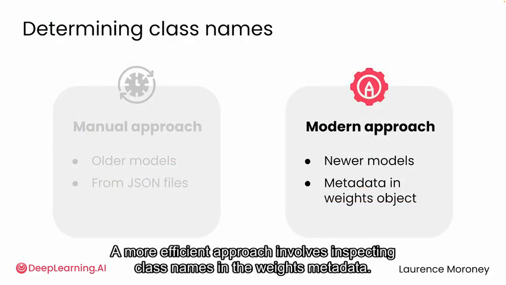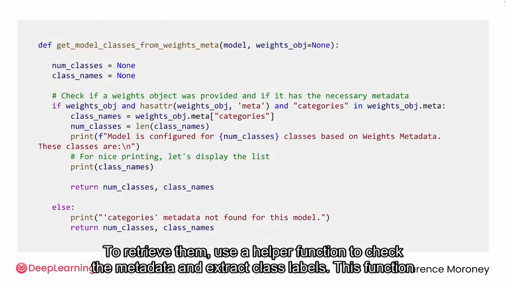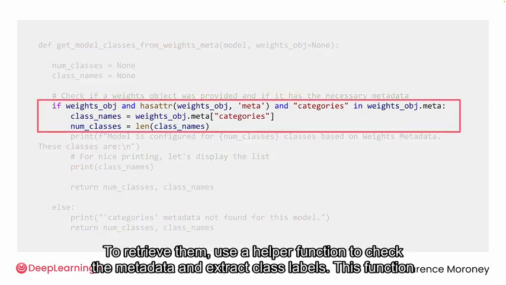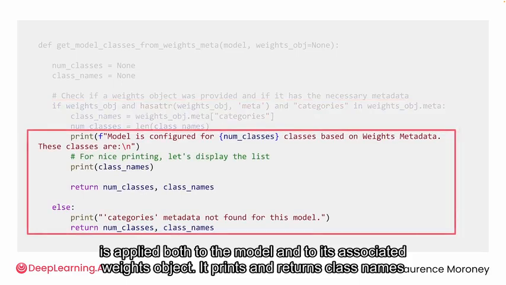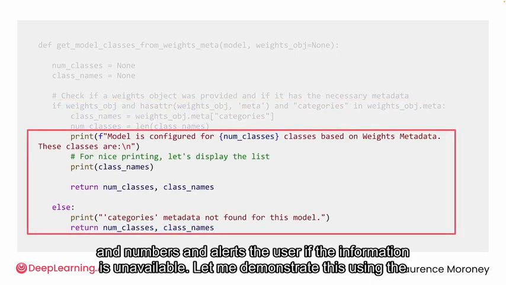A more efficient approach involves inspecting class names in the weights metadata. To retrieve them, use a helper function to check the metadata and extract class labels. This function is applied both to the model and to its associated weights object. It prints and returns class names and numbers and alerts the user if the information is unavailable.